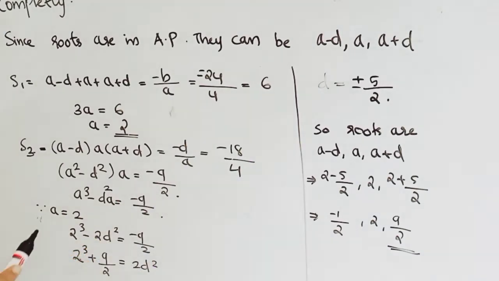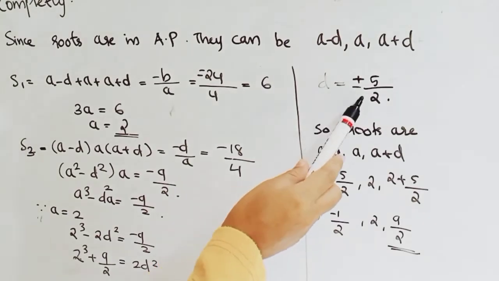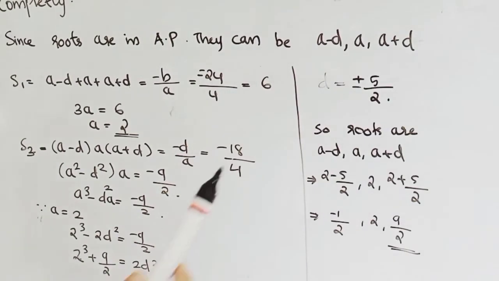So we have got that a is equal to 2. Since a is equal to 2, a cube minus d square a can be written as 2 cube minus 2 into d square is equal to minus 9 by 2. 2 cube plus 9 by 2 is equal to 2d square. So 2d square is equal to, 2 cube is 8, 8 plus 9 by 2 is 25 by 2. That is, I'm sorry, d square is equal to 25 by 4. So d will be plus or minus 5 by 2. Am I right? So d will be plus or minus 5 by 2.